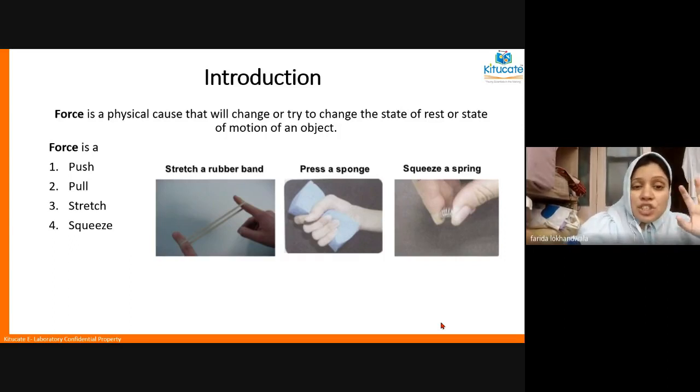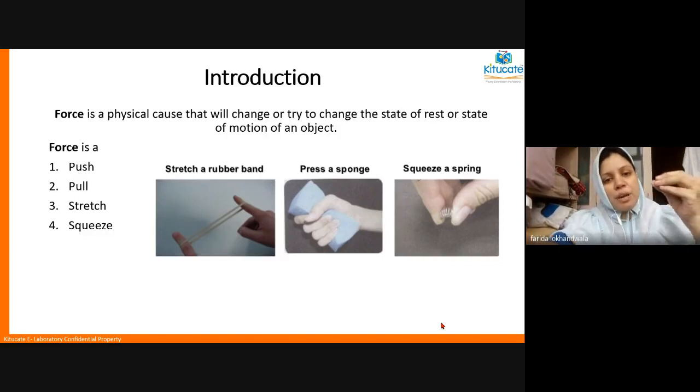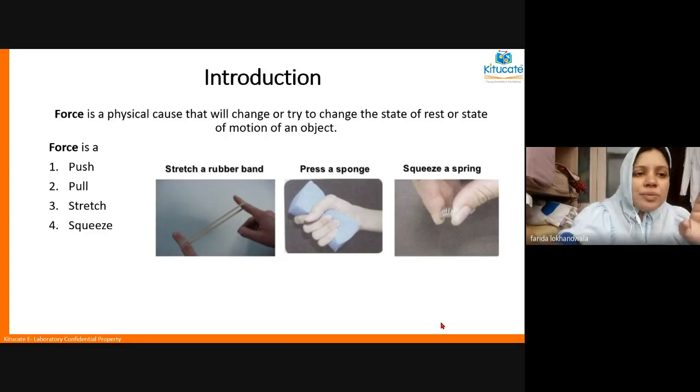In general terms, we always say force is either a push or a pull. We also add a few terms to it, like stretching or squeezing. When such things happen, you call it a force. So if something is at rest, you're bringing it into motion. If something is in motion, you're bringing it to rest. Clear? Very clear? What is force?